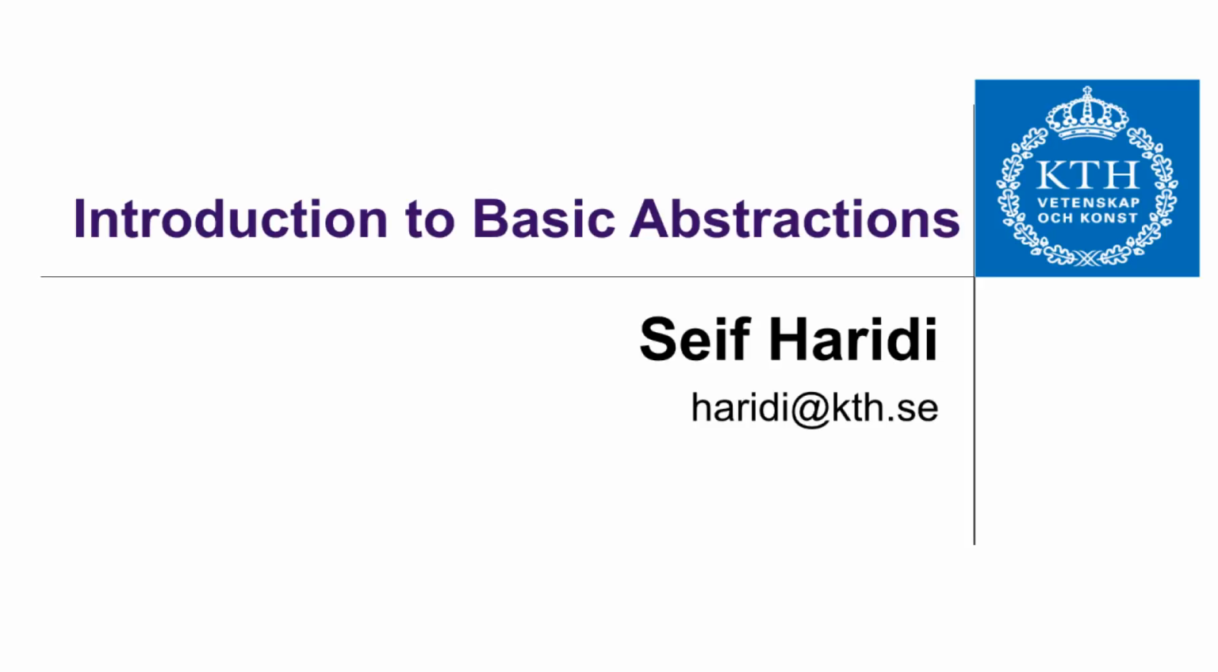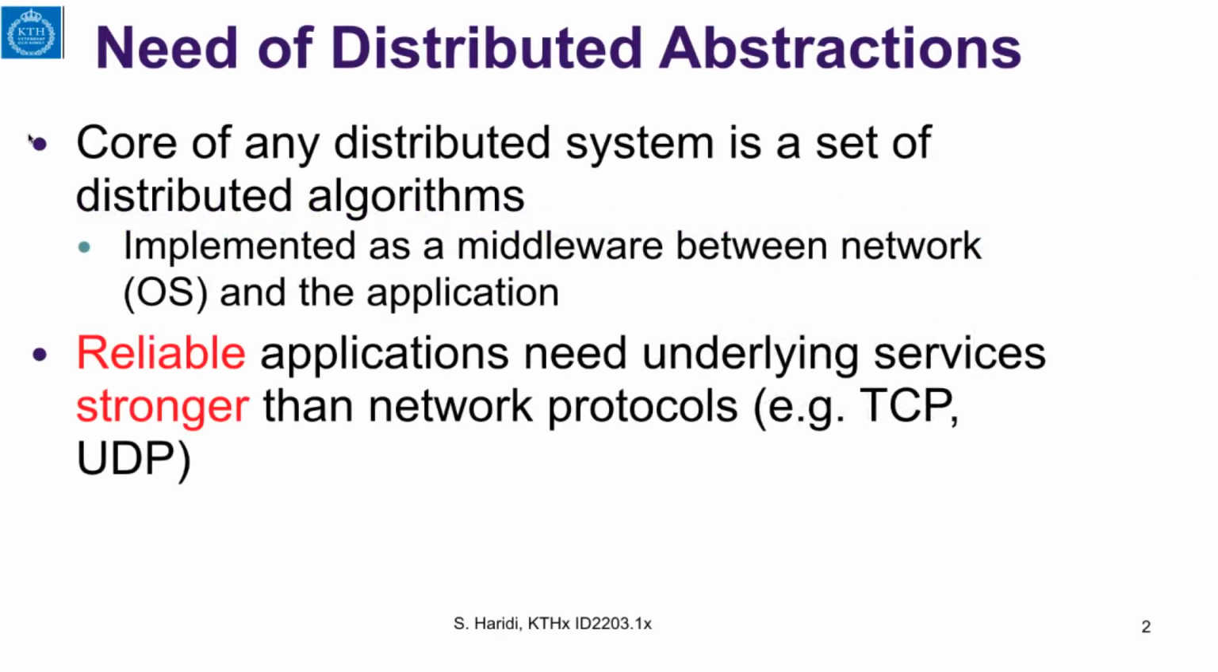Introduction to Basic Abstraction. The first issue we will discuss is the need for higher level abstractions than the ones provided by the network. The core of any distributed system is a set of algorithms. These algorithms implement different kinds of distributed services, and it is implemented as middleware between the network and the operating system and the application.